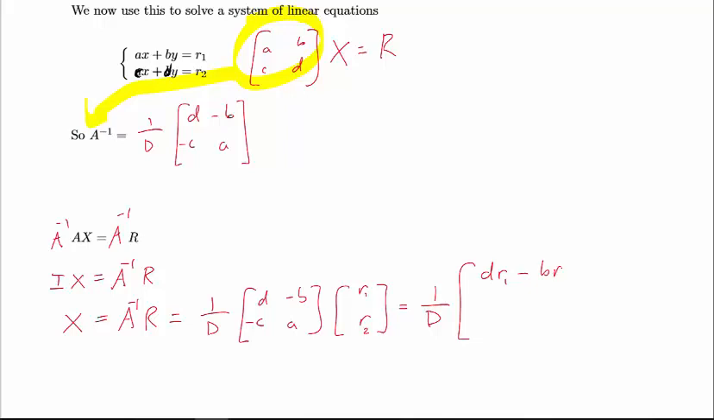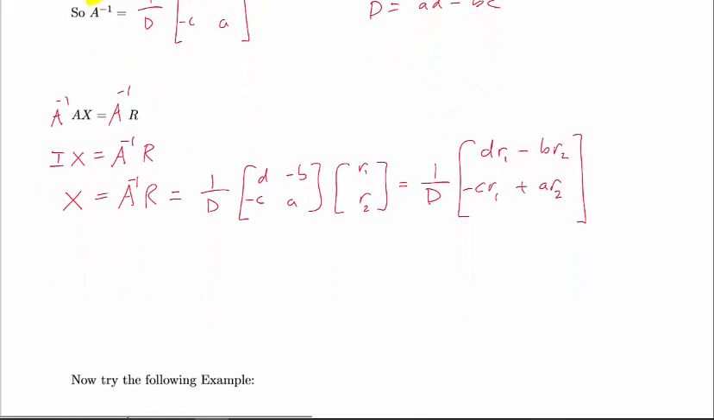Minus b times R2. And then we have down here negative CR1 plus AR2. And of course the determinant is defined above. I'll go ahead and rewrite that, right? It's simply AD minus BC. Okay, and there you go. So the 1 over D, you multiply that by this guy, and then this guy as well. And that's your answer. That's the general layout of how to solve these.